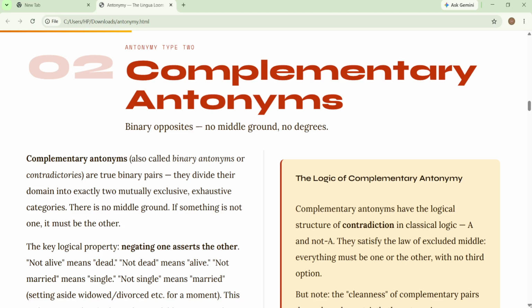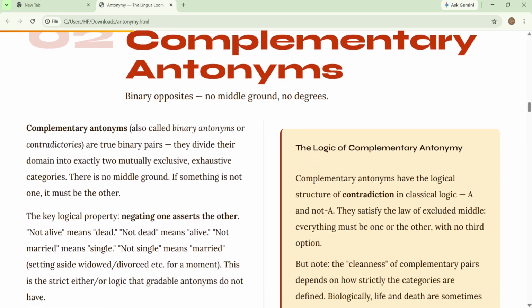So let's look at complementary antonyms, which is the second type: binary opposition, no middle ground, no degree. Complementary antonyms are also called binary antonyms or contradictories or true binary pairs. They divide their domain into exactly two mutually exclusive, exhaustive categories. There is no middle ground. If something is not one, it must be the other. So the key logical property is that negating one asserts the other.